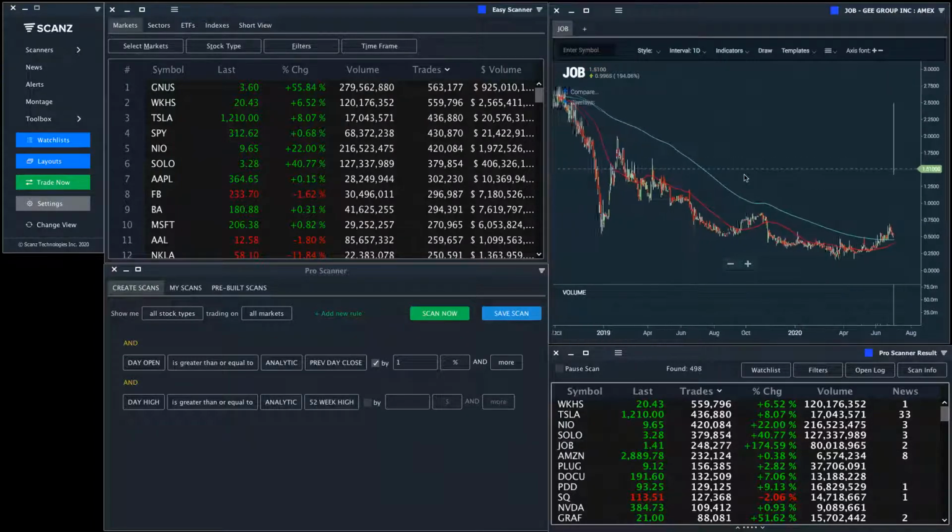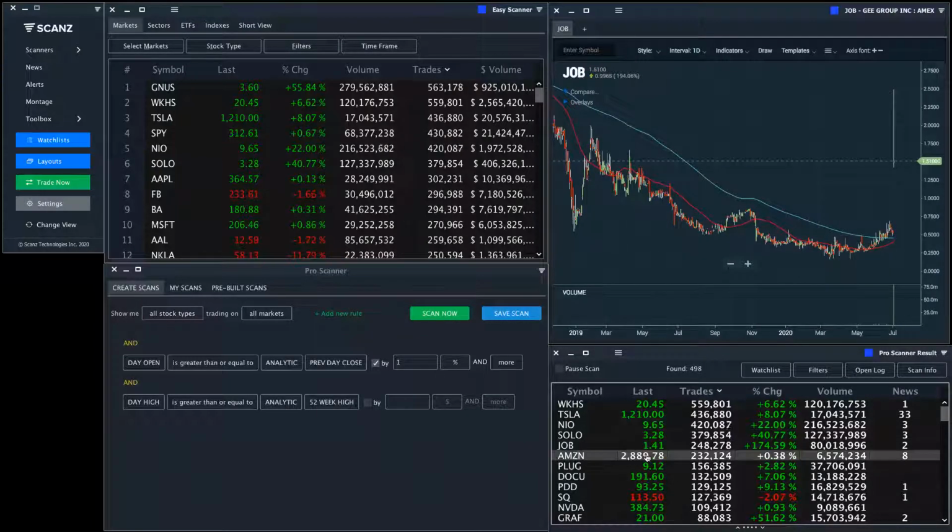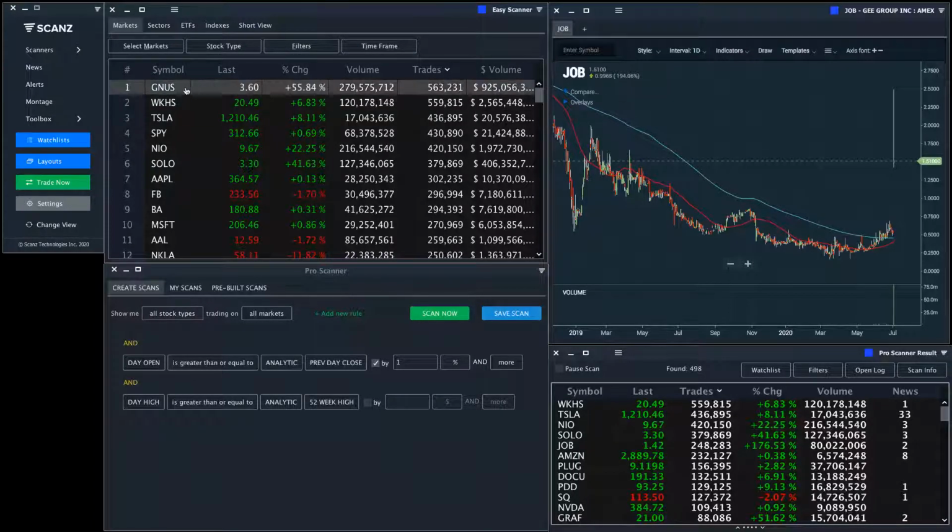I can see JOB made a similar move, and I could keep scrolling through these, add them to my watch list if they fit my criteria. Reverse engineering the scan is really that simple. Of course, looking for gappers that are setting new 52-week highs is a relatively straightforward scan, and you might need to get creative on some of your other scans. Let's take a look and see if we can get creative with one of these other ideas.